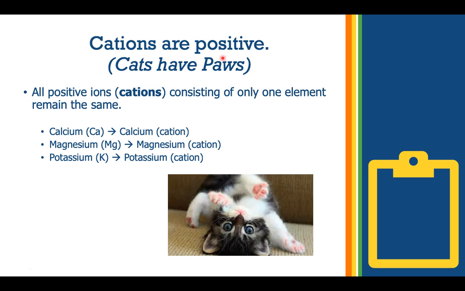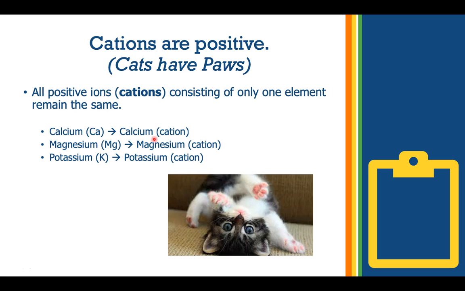Okay, cations are positive. Cats have paws. Look at that cute cat with its little paws. He is positive. He's a positive cation. Look at his face. Okay, all positive ions are cations, consisting of only one element remaining the same. So what happens is calcium becomes a calcium cation. So when you're naming it, you have to really keep the same name of the element, but then you're just adding cation to the end of it. Does that make sense? So calcium becomes calcium cation.